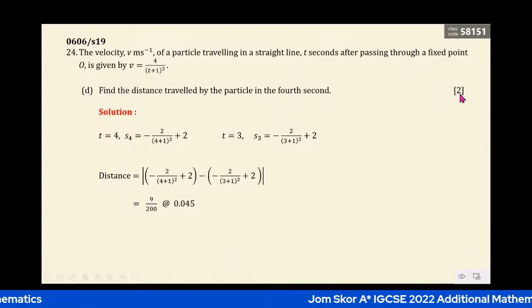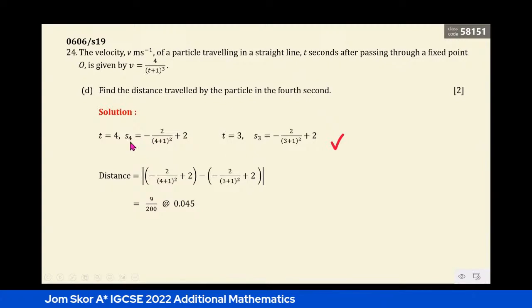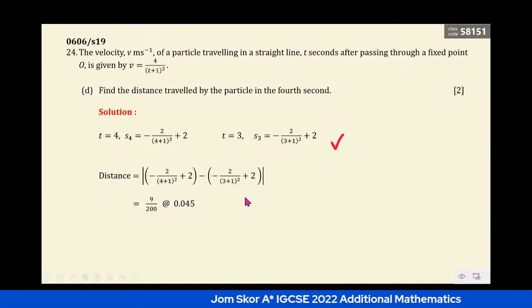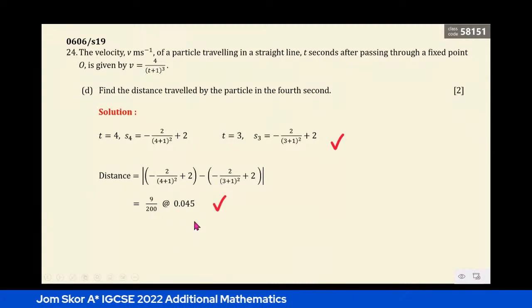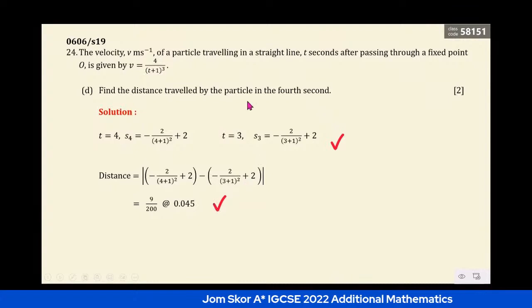Okay. So 2 marks is only for either you find T4, either you find S4 or you find S3, either one. Okay. Nampak je kita cari salah satu, boleh bagi satu markah. And then you find the distance here to get the answer 0.045. This is another mark for you. Okay. Alright. So this is kinematic with the questions.